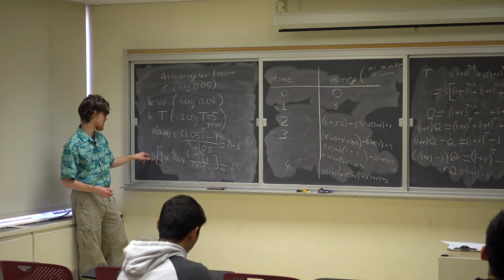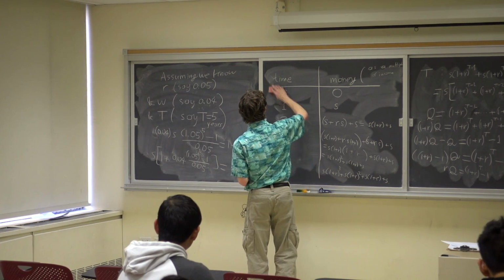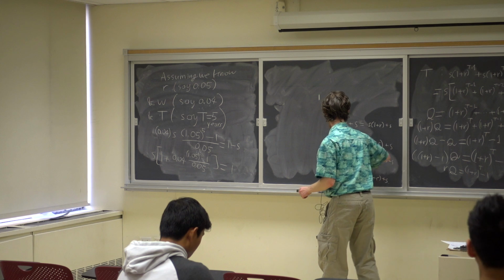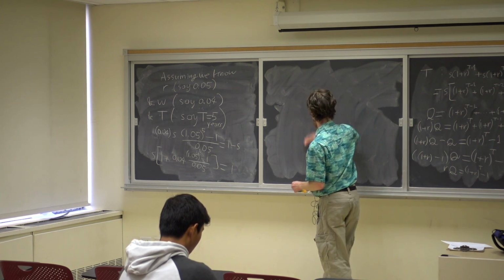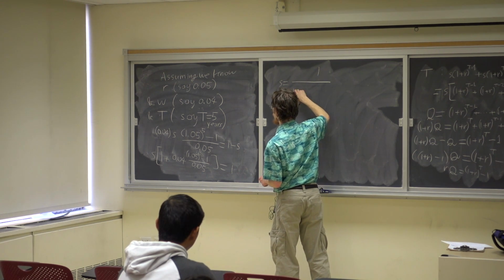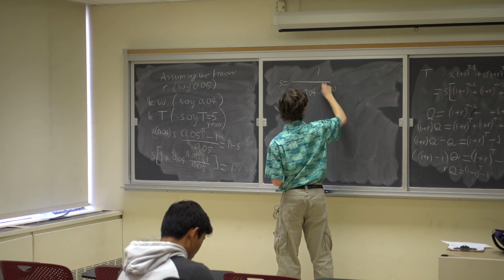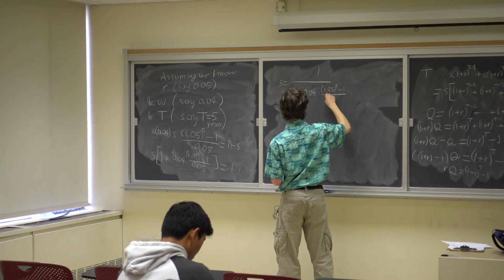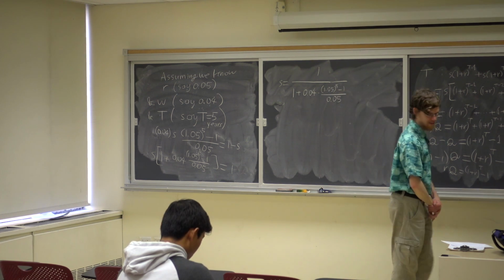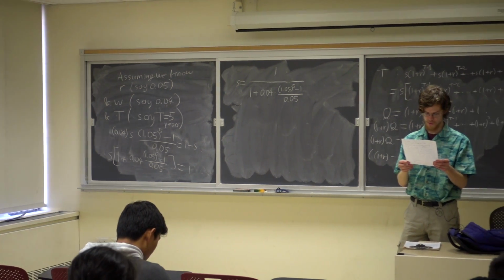Then I added S to both sides. That gave me 1 additional S, and I have 1. So now I end up with the following. I just divide both sides by the thing next to S. So S equals 1 over 1 plus 0.04 times 1.05 to the fifth minus 1 over 0.05. OK? And what do we get as the answer?